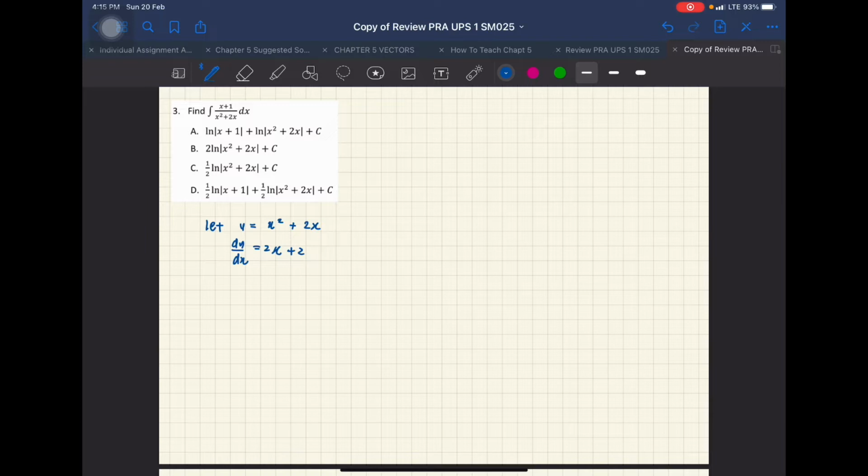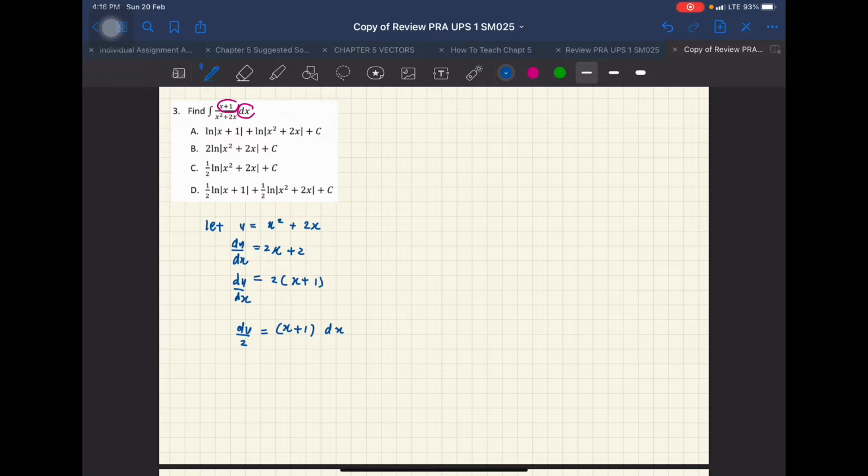Okay, so from here, I have only x plus 1 at the top and also dx. So I want to make this one into this one. Okay, so how do I do it? I'm going to factorize first the 2 from the right hand side. So I will get x plus 1 and then du over dx. Okay, so we move things around until we get du over 2 is equal to x plus 1 dx.